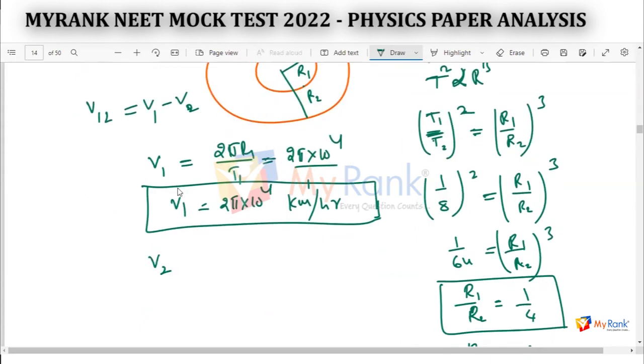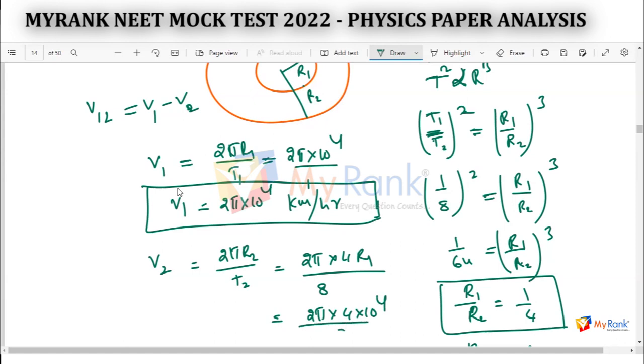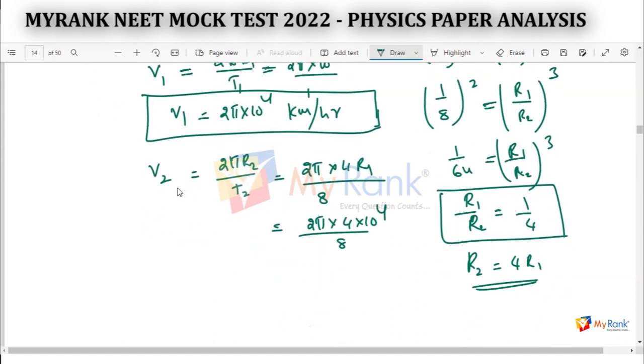Similarly, V2 is nothing but 2 pi R2 by T2, where R2 is nothing but 4R1 and T2 is 8. So it results in 2 pi into 4 R1, which is 10 power 4, divided by 8. How much is it? Just pi into 10 power 4, because 2 fours are 8 in the numerator and the denominator is 8. So V2 is pi into 10 power 4 kilometers per hour, students.